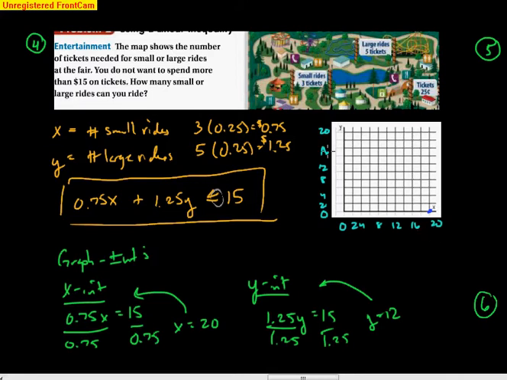I skipped 18, sorry. Oh, yeah, okay. 2, 4, 6, 8, 10, 12, 14, 16, 18, 20. 20. And y, 12. And that's 2, 4, 6, 8, 10. 12 is right there. And because it is an equal to symbol, there is a solid line in between them.